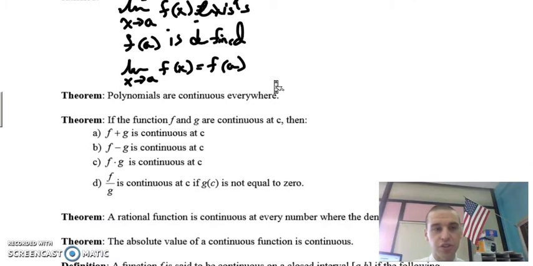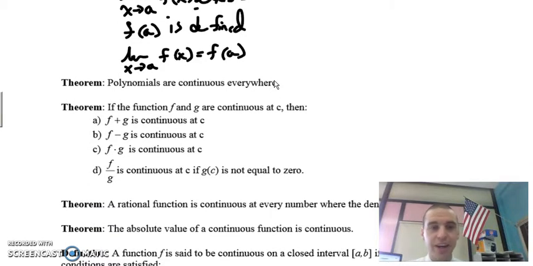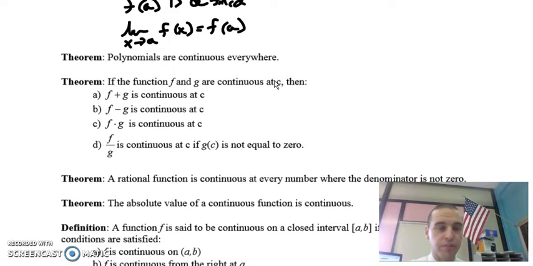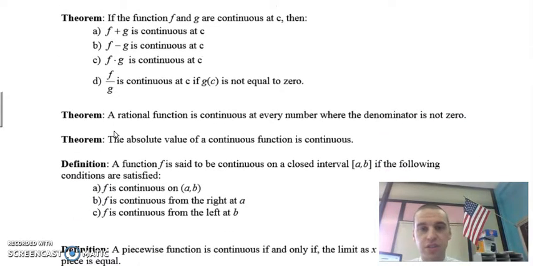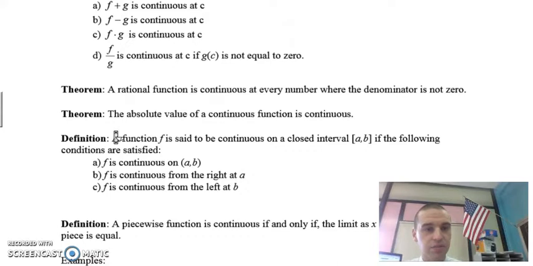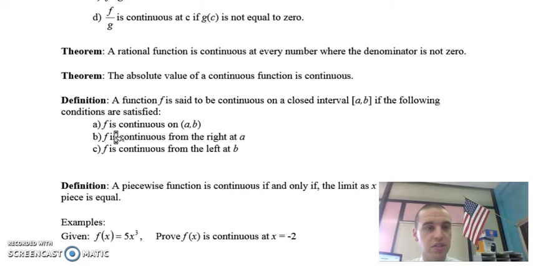The theorem, just so you guys know: polynomials are continuous everywhere, and therefore the limit does exist at every point. We know that if two polynomials are added together, they're continuous. If they're subtracted, still continuous. If multiplied, still continuous. If divided, as long as g of c is not equal to 0, it's still continuous. A rational function is continuous at every number where the denominator is not 0. We have already said this too. The absolute value of a continuous function is continuous.